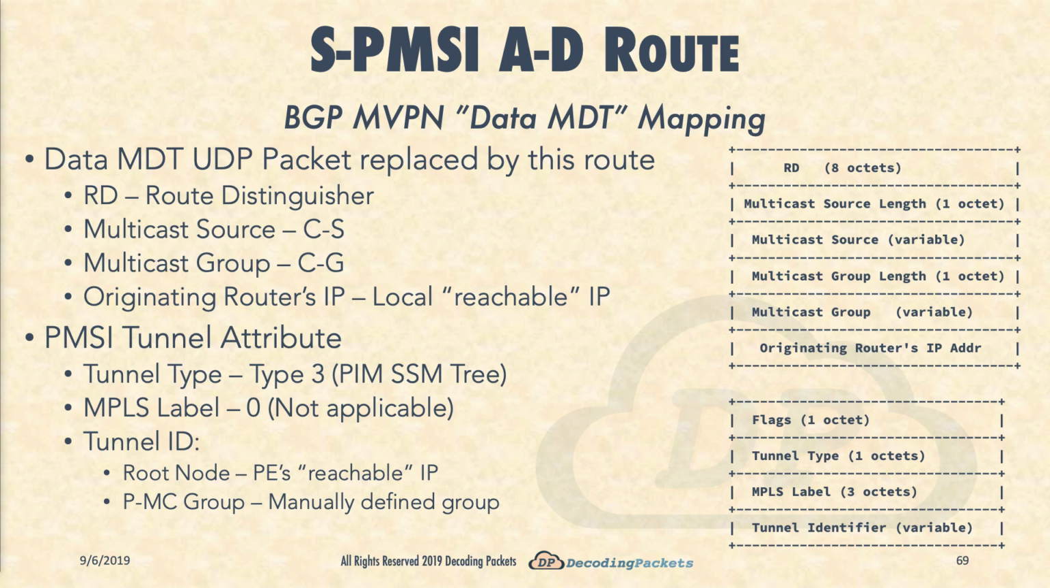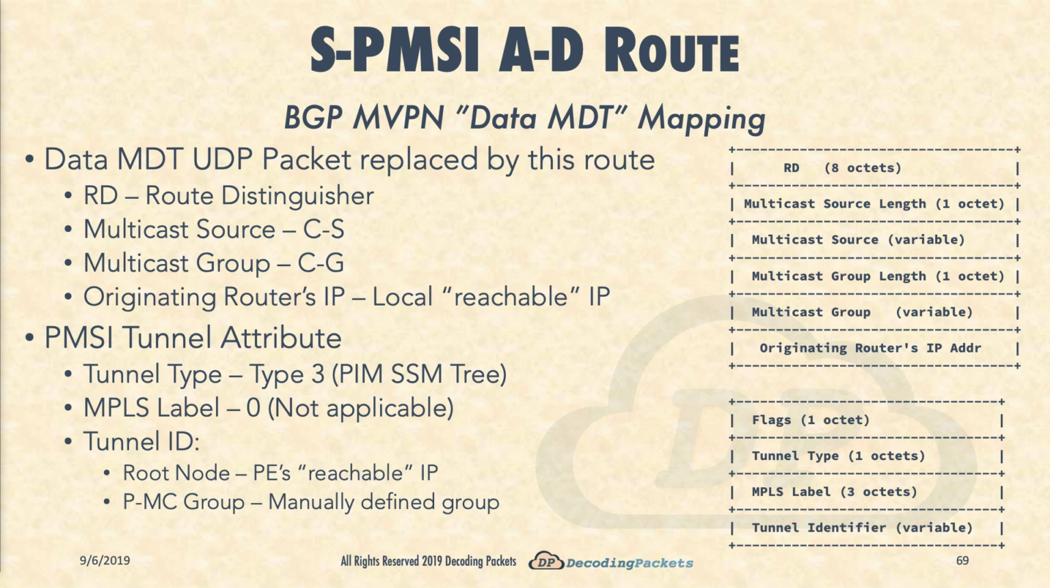More interesting, though, is the mapping of this group to the P-S, P-G, which probably you know by now will happen in the PMSI attribute. Let's look at that quickly. No flags for our tail-end signaled tree, so that's only for head-end trees. Tunnel type is 3, which is the same as IPMSI and translates to the PIM SSM tree. MPLS label, zeroed out, ignored. No need here.